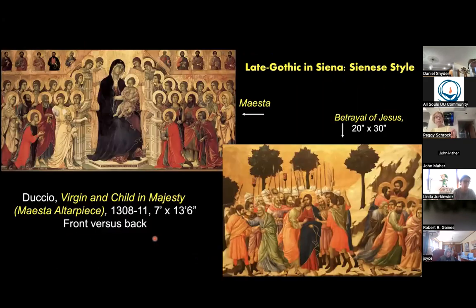So let's take a look at the front panel. Here, the one on the left is the huge front panel, like 7 foot by almost 14 foot. And the one on the right is one of the many small panels, 20 inches by 30 inches. I think you can see how dramatically different the styles are. The one on the left is the Maestà, which means the Virgin in Majesty. It's a depiction of All Saints' Day. It was, in fact, carried in procession. It's so famous in Siena.